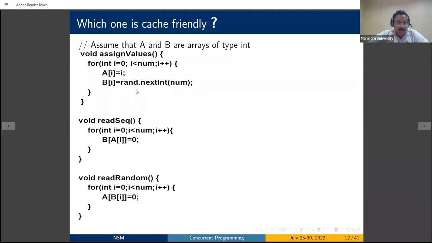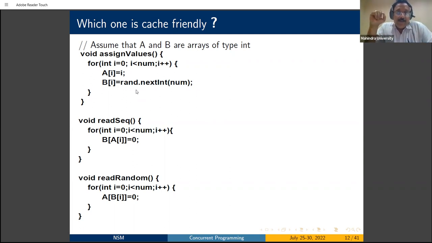Here there are two arrays, A and B. Array A is initialized with elements 0 to num minus 1. B is initialized with some random numbers. There are two functions, read sequential and read random. Read sequential reads the elements B of A of I, that means we are going to read array B in sequential order. Here we are going to access the elements of array A in random order. Are you with me? Later we are going to update that particular memory location. That is the program.